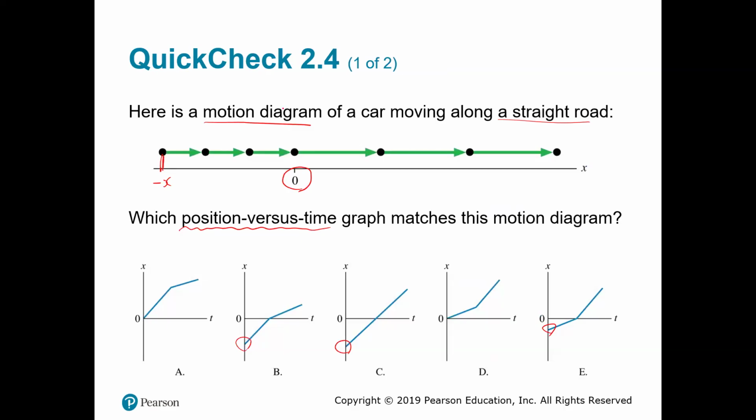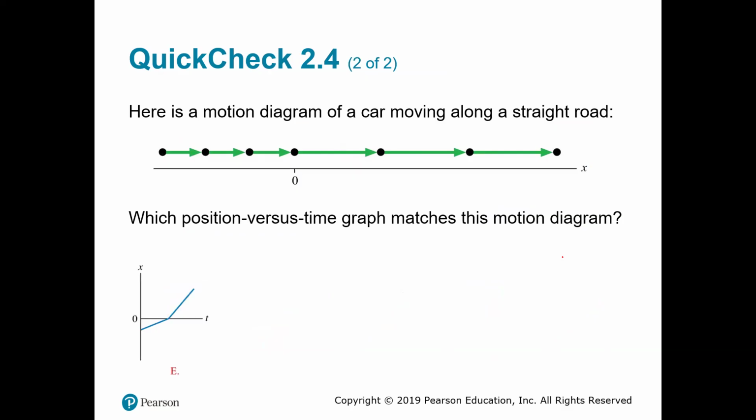And then for the first 3 seconds, you move slower to the right. And for the next 3 seconds, you move faster to the right as well. So which one has a steeper slope for the next 3 seconds? So the answer is, yes, E, right? Why? You start from a negative position and then it's less steep and then more steep, right?